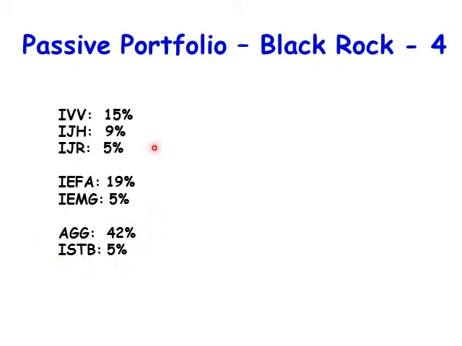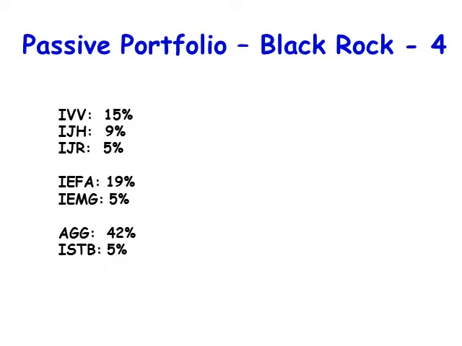Okay, let's continue. So 15 and 9 is 24, and 5 is 29. So 29% is US stock, and 19 plus 5, 24%, is your international stocks. And 47% is a bond fund. So we have a 53/47 portfolio here, and the international is 24, and US is 29.